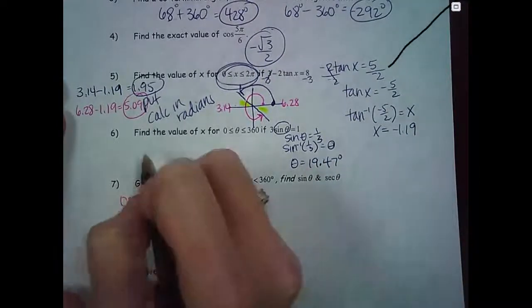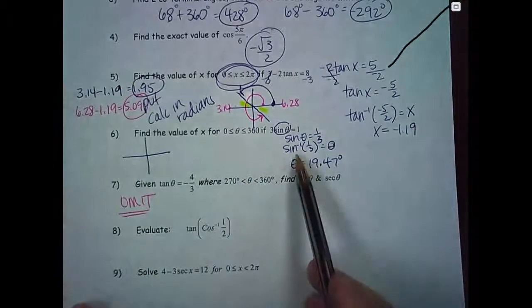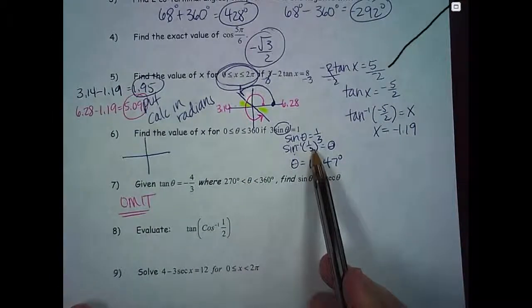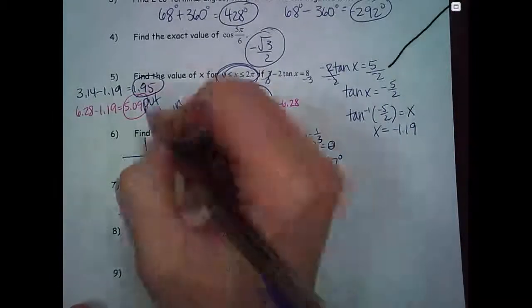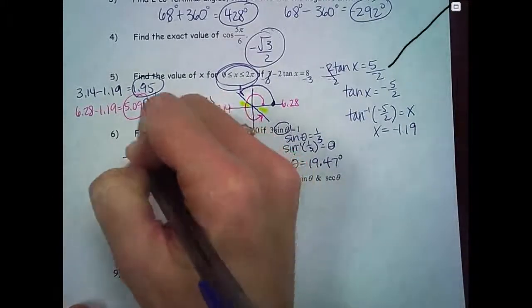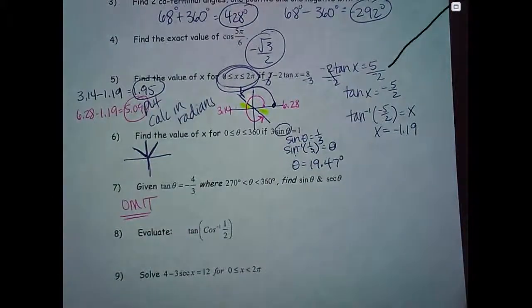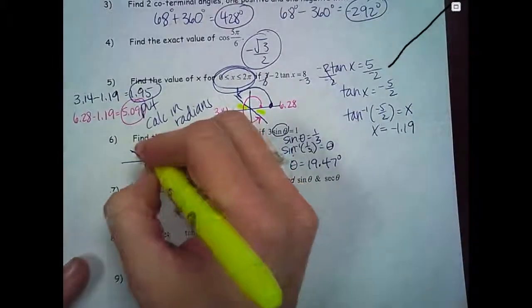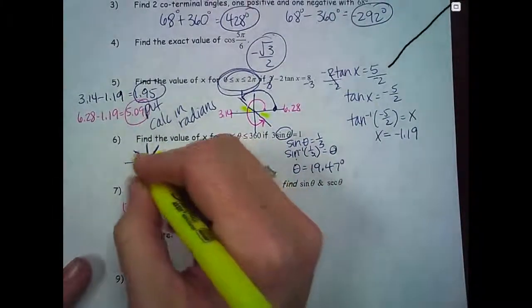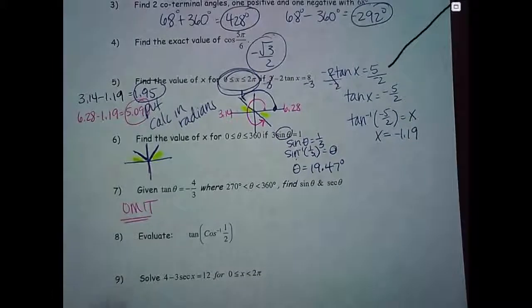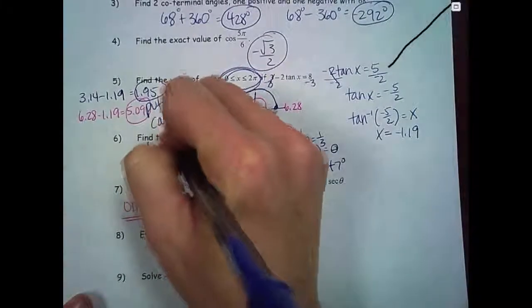Now if you draw a picture, I'm looking for sine to be positive. I want y to be positive. On the y-axis, if I'm positive, I'm here and here. Well, I just gave you this angle. It's 19. It's positive. We're good. We're going to be looking for this one. So this angle is 19.47.